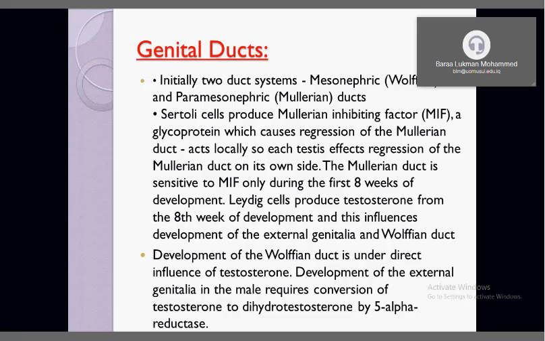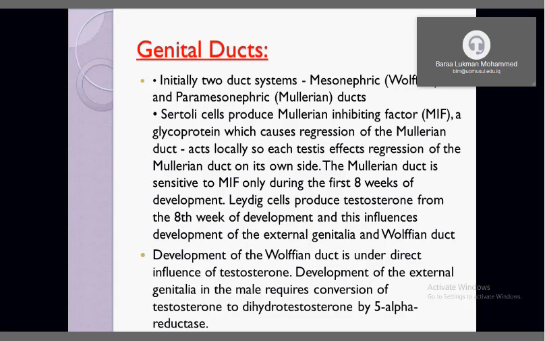The other important substance that influences the differentiation of the genital duct is the testosterone, which is produced from the Leydig cell from the 8th week of development to influence the development of the Wolffian duct, and it also affects the differentiation of the external genitalia. The effect of testosterone on the Wolffian duct is direct. It means it does not need conversion to other substances.